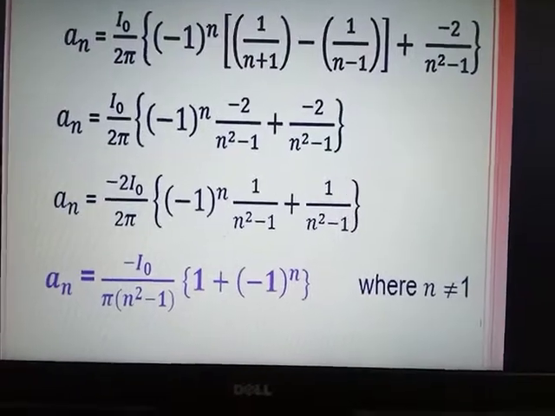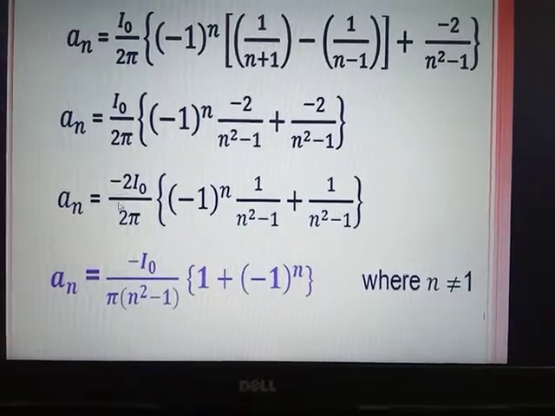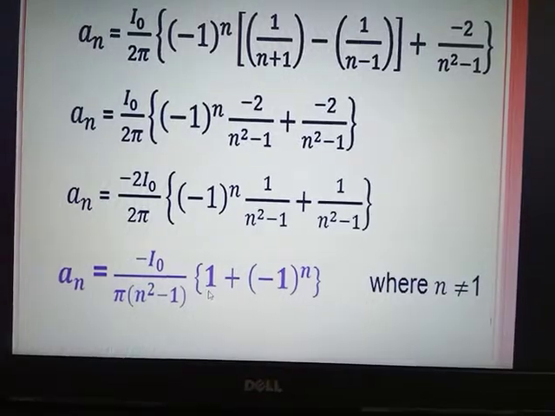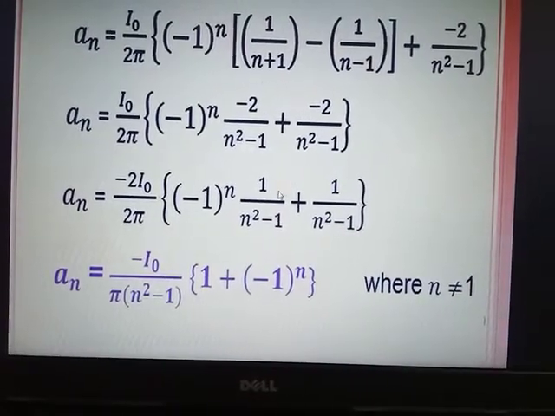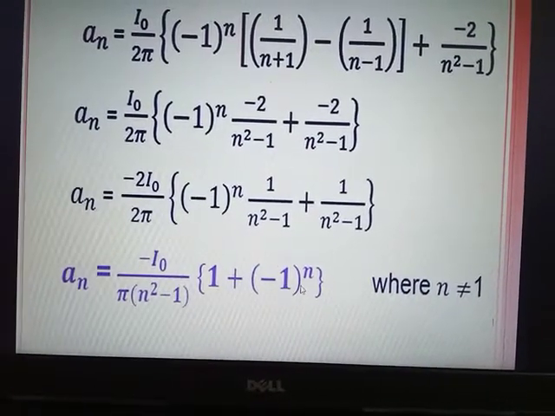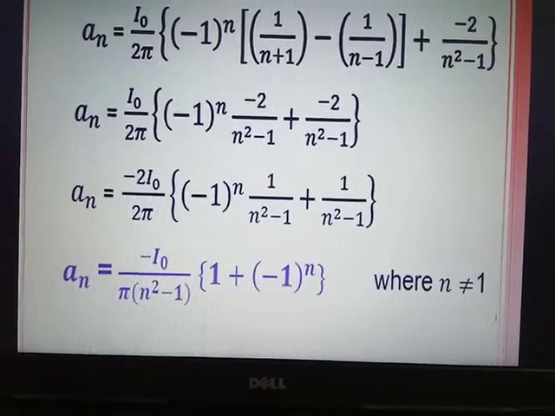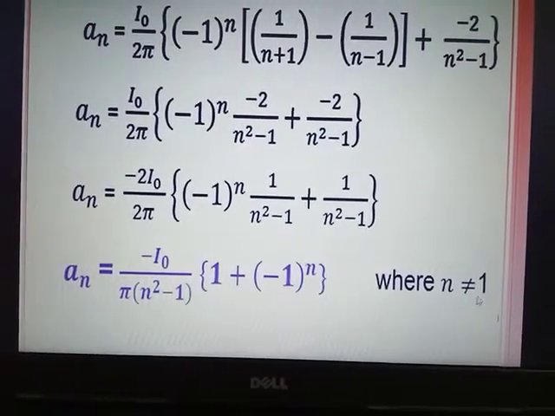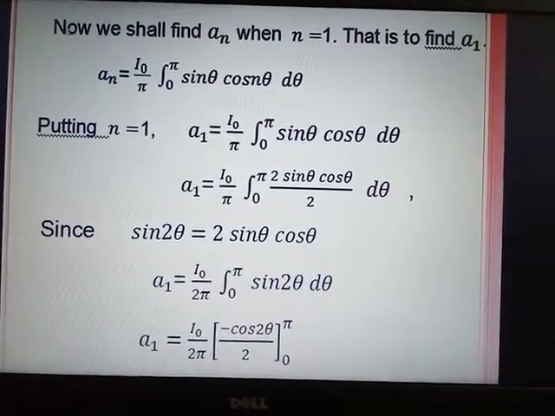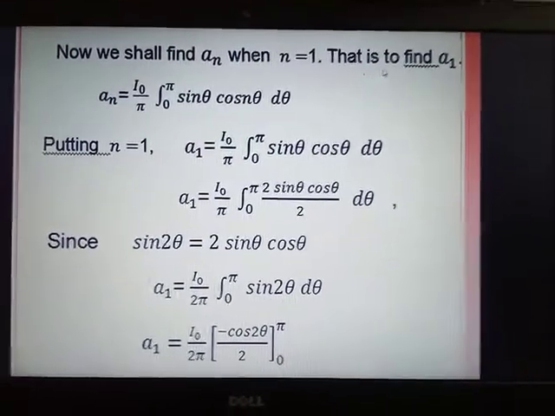Then take 1 divided by n squared minus 1 common in these two terms, and then the 2 gets cancelled here. Minus I_0 by π into n squared minus 1, into 1 plus minus 1 raised to n, where n is not equal to 1. When we have a term like this, where n is not equal to 1, we have to find the first term, that is a_1. Now we shall find a_n when n is equal to 1, that is, to find a_1.